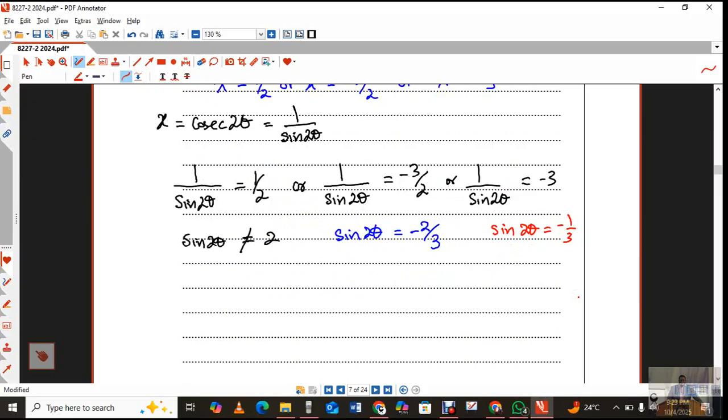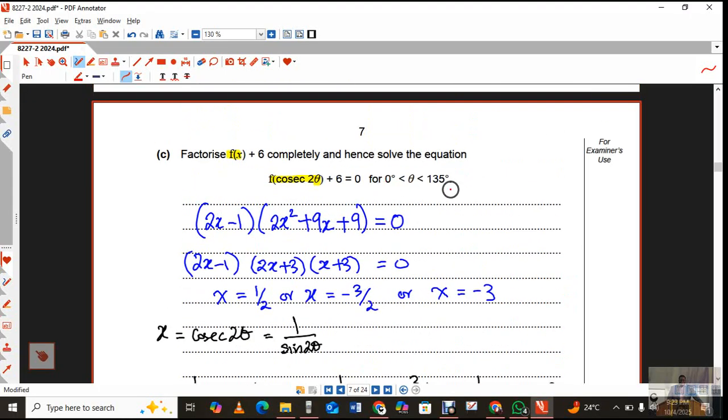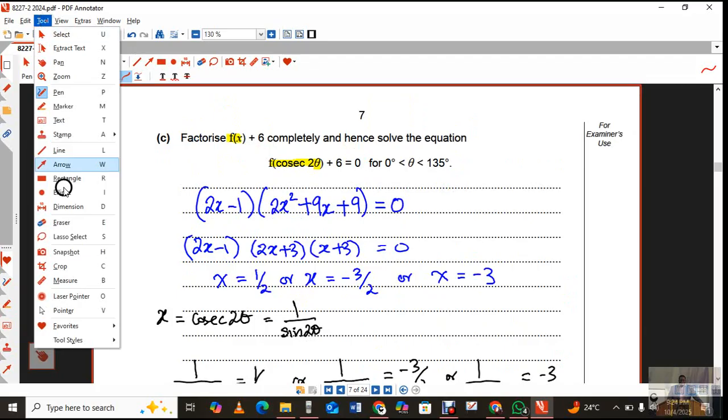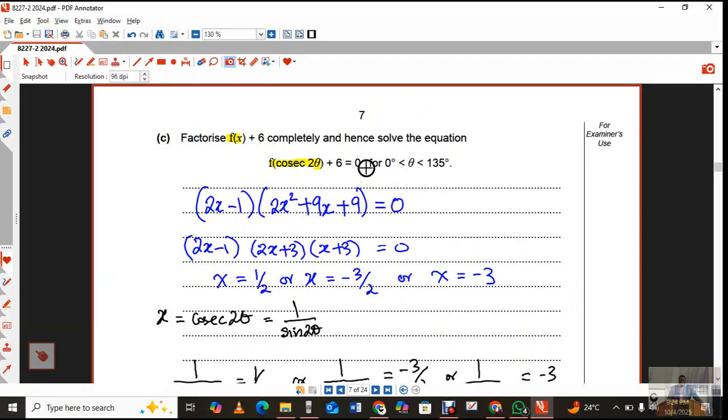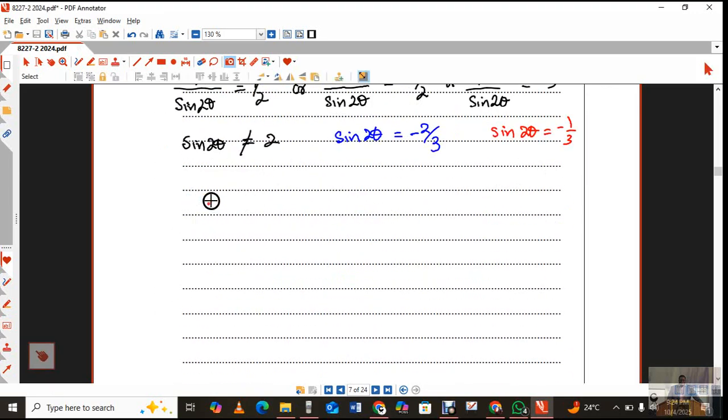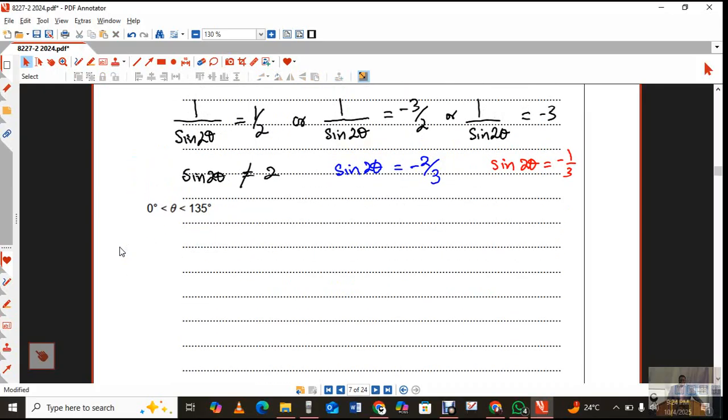Now, here's the thing about all of this. You can see that for both, what is our original domain? Our original domain is between 0 and 135. So I'm just going to bring that back. Let me take a snapshot of that domain. So this is our original domain, but this is now a compound angle, so we're going to have a new domain. Let's just write it down.